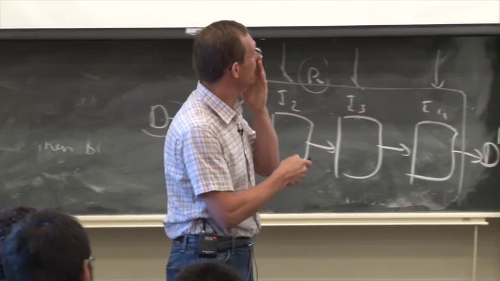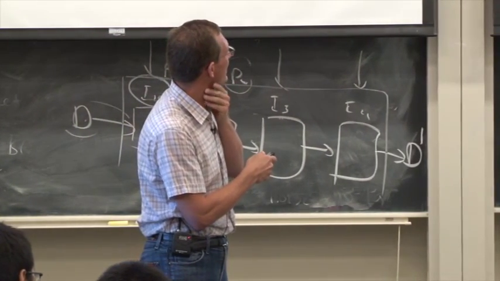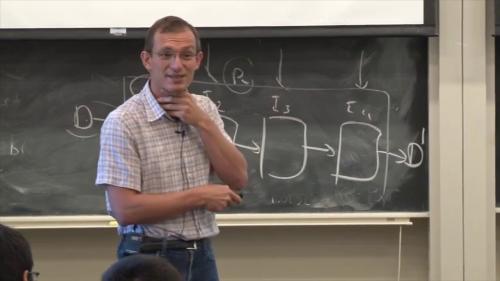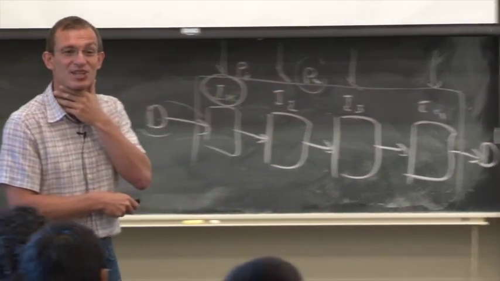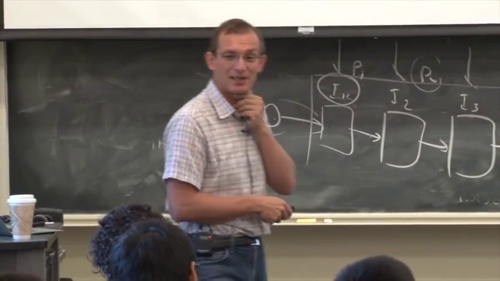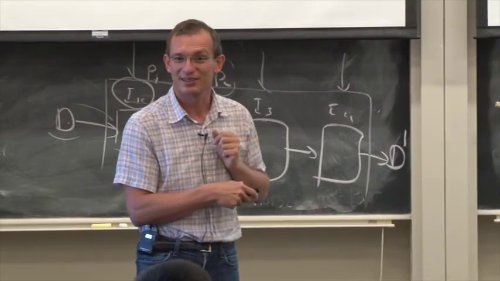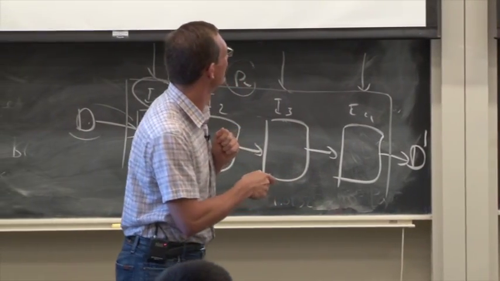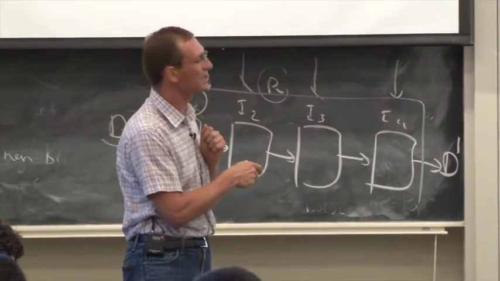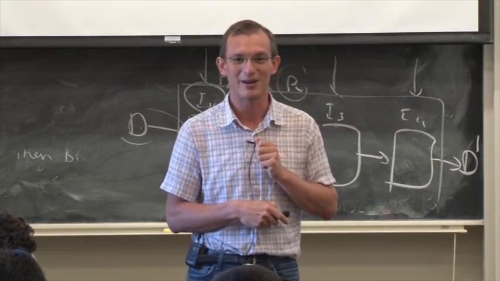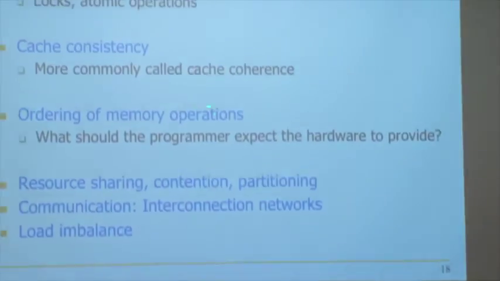We'll cover tightly coupled multiprocessors a lot in this class. And this is kind of an overview, if you will, of some of the major issues in tightly coupled multiprocessing. We'll talk about shared memory synchronization, locks, and atomic operations. We'll talk about cache consistency, which you should already know about, better known as cache coherence. We'll talk a little bit about ordering of memory operations.